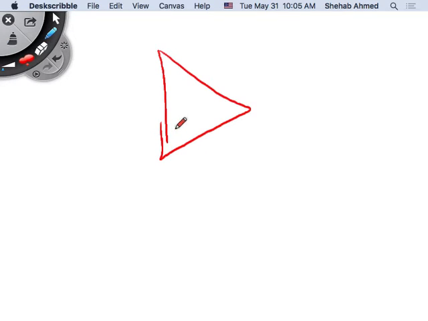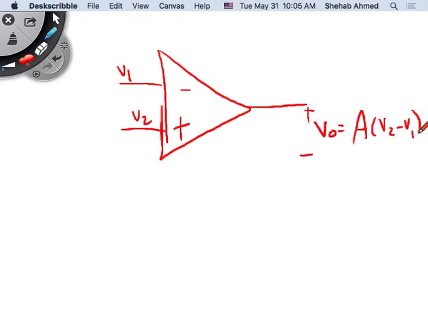When he asks about open loop gain questions, this is sometimes the op-amp, plus and minus, right? What is the output here? V output equals A times V2 minus V1. This, in this case, is the open loop gain, because there are no resistors or anything, nothing around it. This is the open loop gain, and it is not defined, because we said it's infinity, right?